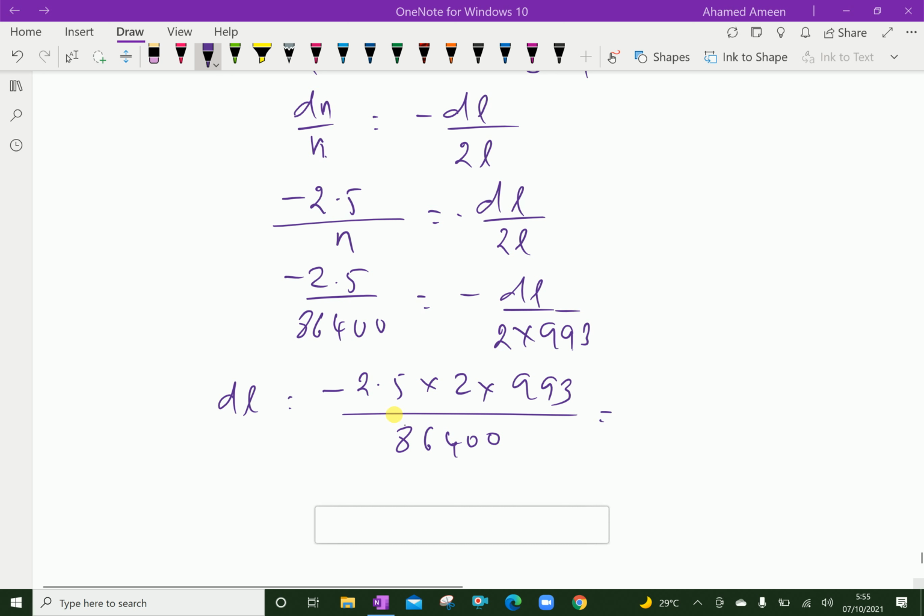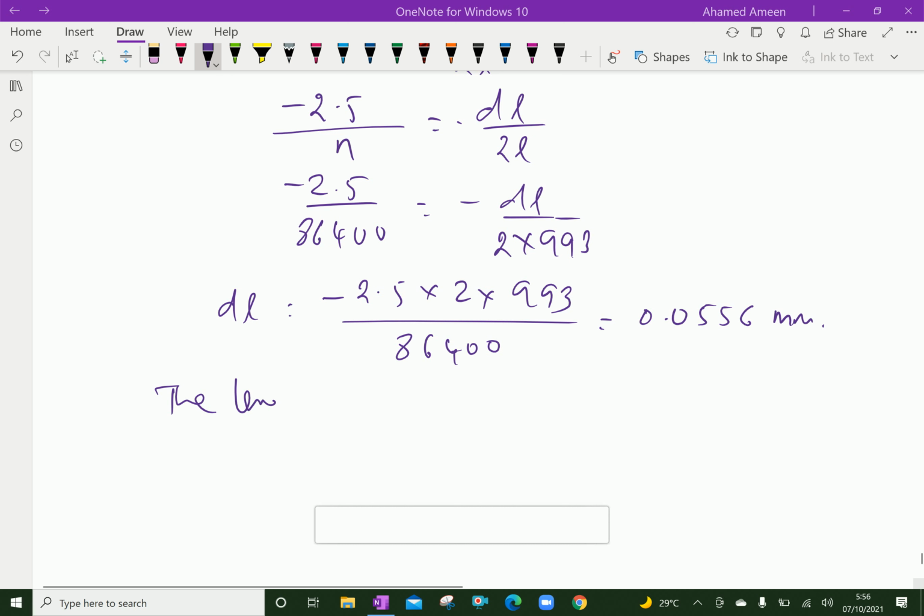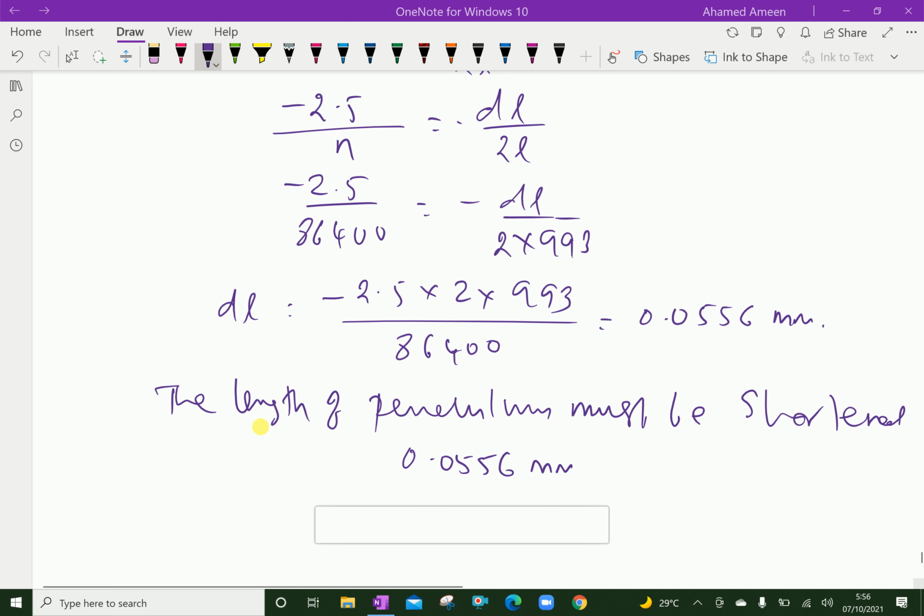So the calculation gives 0.0556 mm. That means the length of the pendulum must be shortened by 0.0556 mm, and then from the correct length we can get the correct time. If you shorten the length of the pendulum by 0.0556 mm, the pendulum will oscillate in correct time.